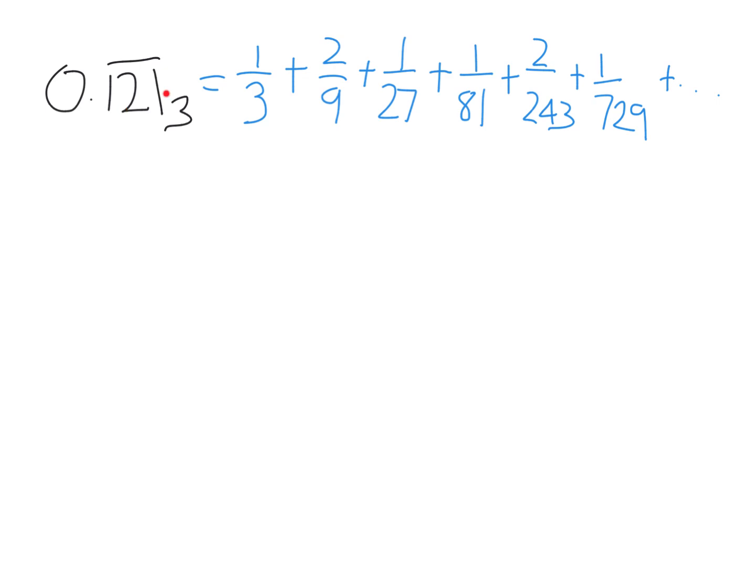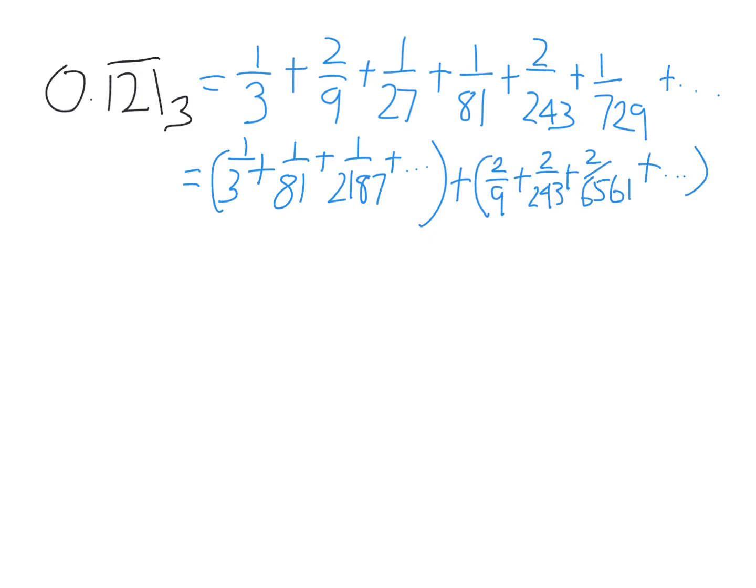But each of these has its own geometric series, so we actually need to add up 3 this time. For this first one, let's look at every third number. 1 over 3, 1 over 81, the next one will be 1 over 2187. Now we'll look at all the 2s. 2 over 9, 2 over 243, the next one will be 2 over 6561. And now we'll look at the last one. That'll be 1 over 27, next one's 1 over 729, next one's 1 over 19683.